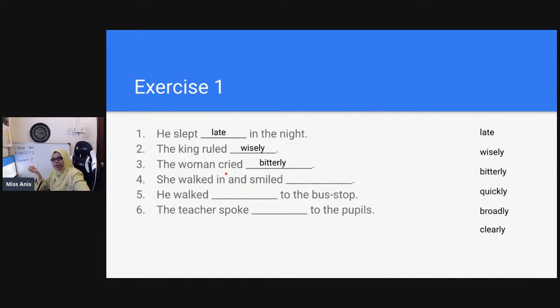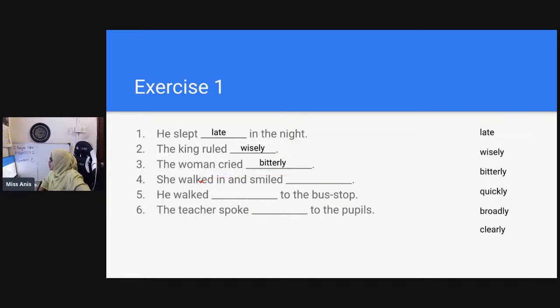Selalunya taste yang bitter. Tapi bila sesuatu sedih, ataupun pernah tak memori pahit? Ingat BM je boleh pakai pahit. Okay, so untuk bahasa Inggeris pun lebih kurang juga. Okay, so the woman cried bitterly.